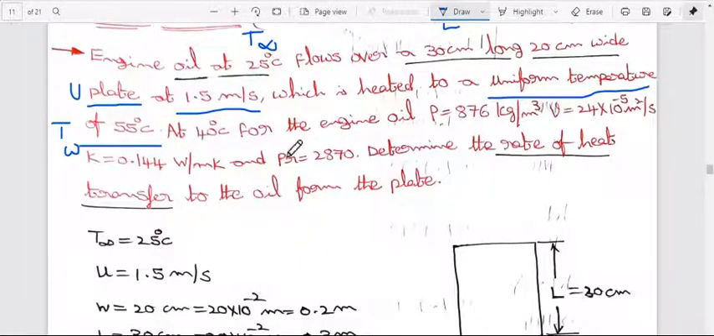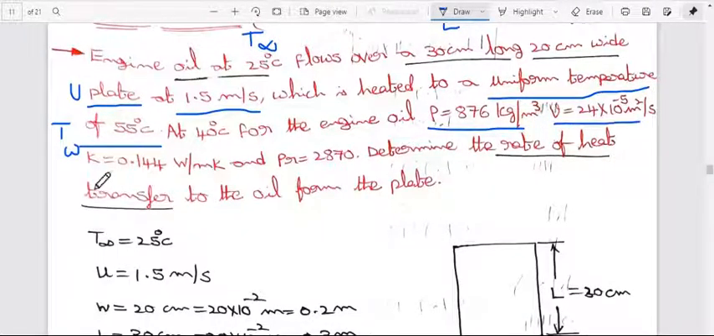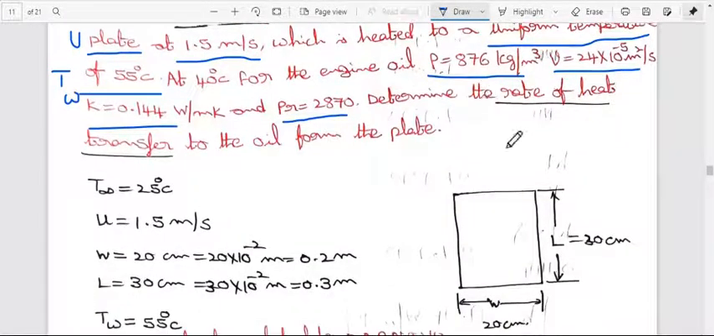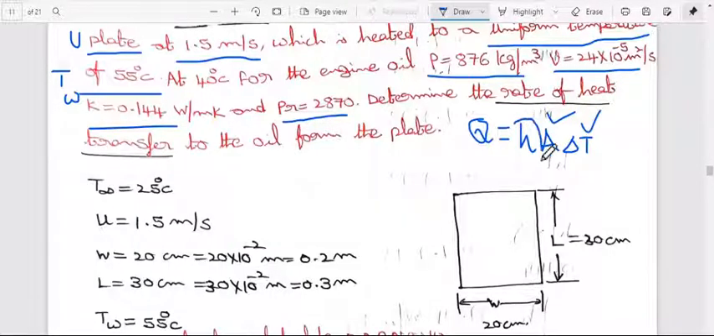So here at 40 degrees for the engine oil, density is given, nu value is given, K value is given, and Prandtl number is 2870. Determine the rate of heat transfer. So we can calculate Q is equal to hA delta T. In this formula, A is a known parameter and delta T is a known parameter, and Q is asked; h is the unknown parameter. Now we need to calculate the h value.